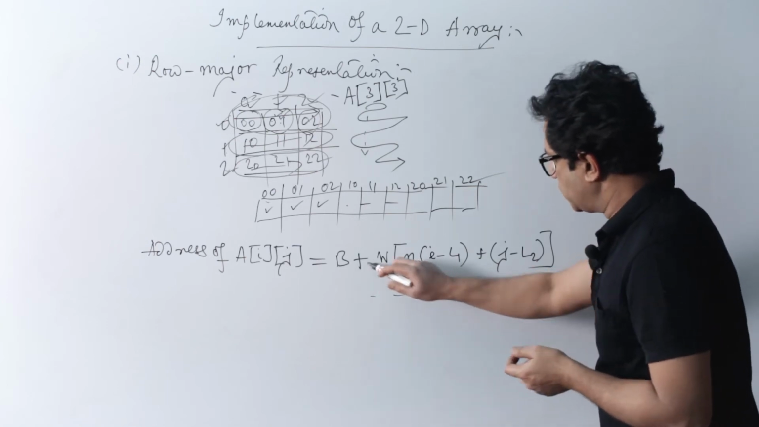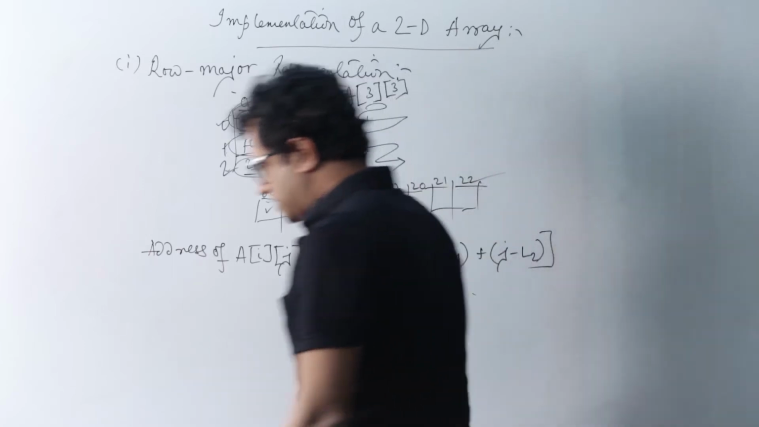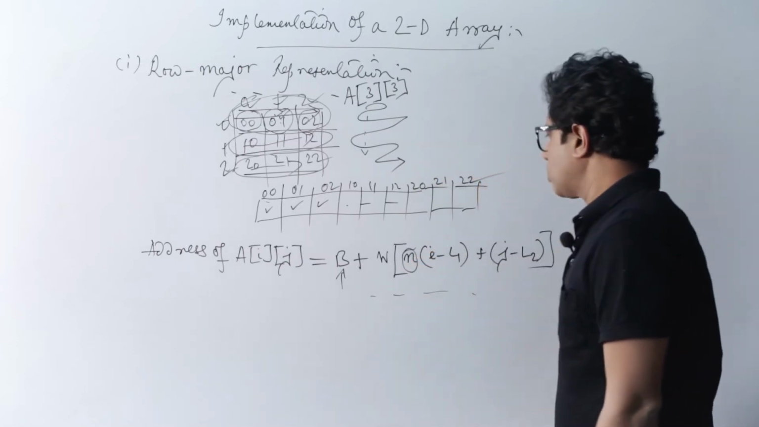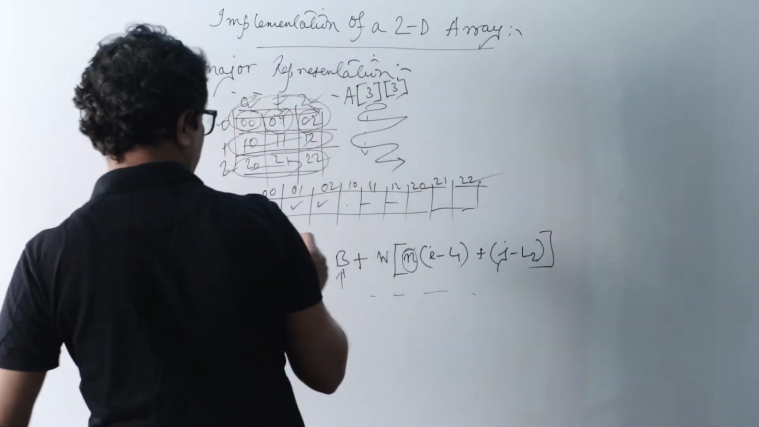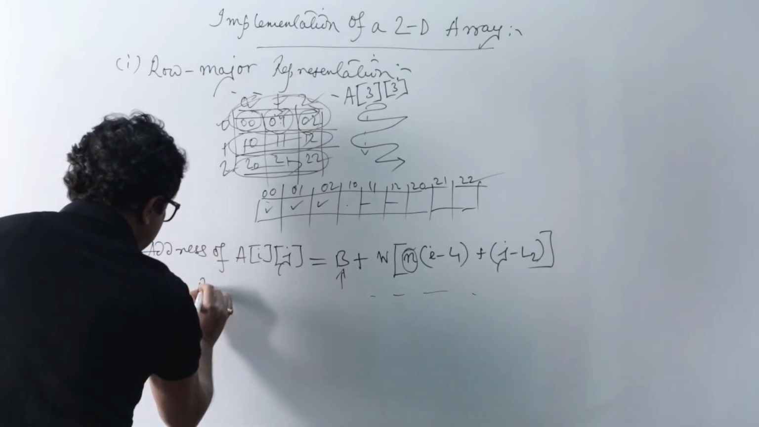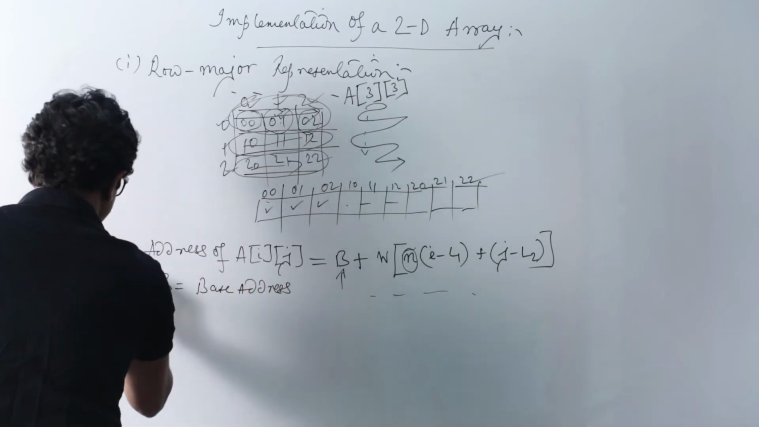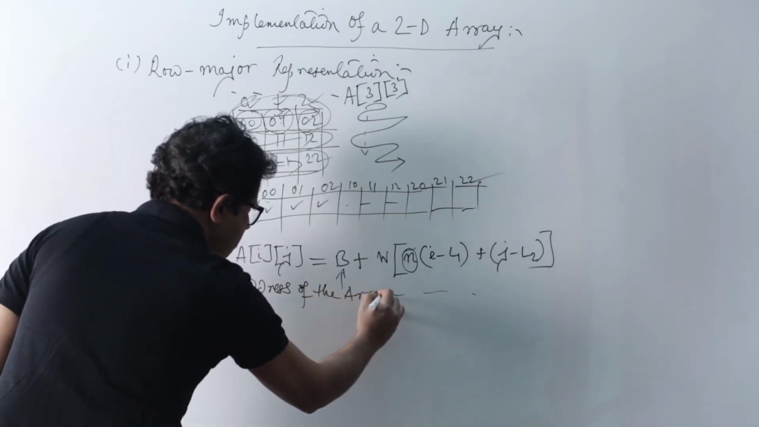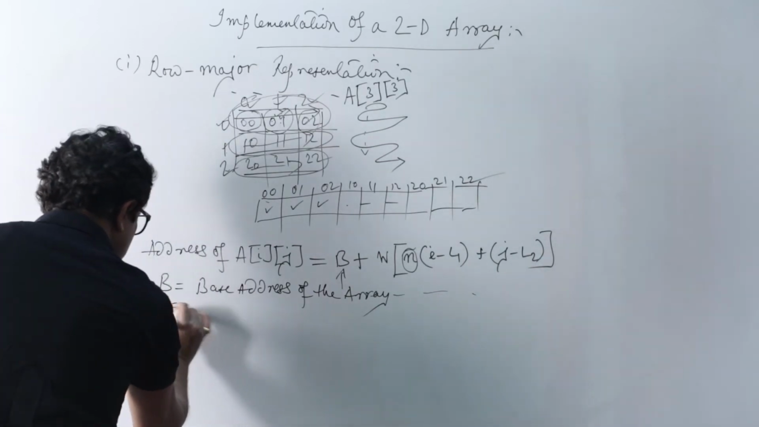So what are these things? B is nothing but the base address, and N is the number of columns. I will write them one by one. B is the base address of the array, and N is the number of columns.